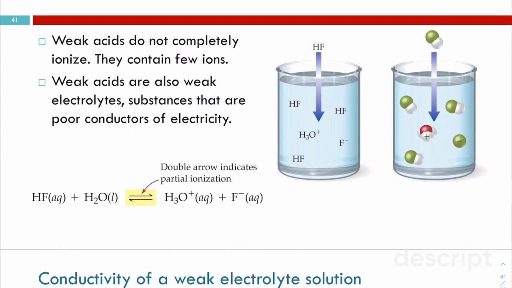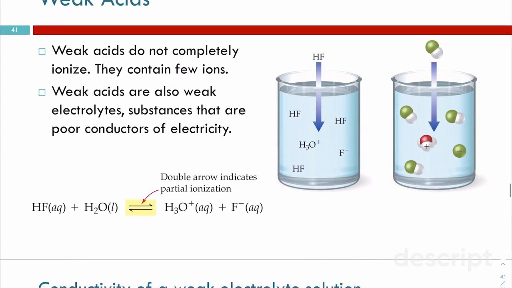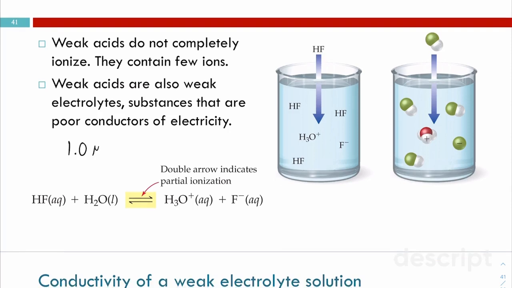So we're only getting partial ionization of hydrofluoric acid. When you have a solution of, let's say, 1 molar hydrofluoric acid, you're not going to get all of the hydrogens off of all of the fluorines. So your concentration of H plus, or H3O plus, is going to be less than 1 molar. It's going to be less than whatever the concentration of the weak acid is.